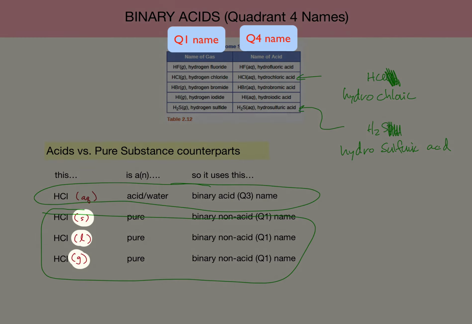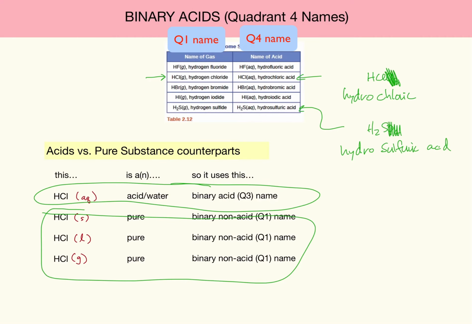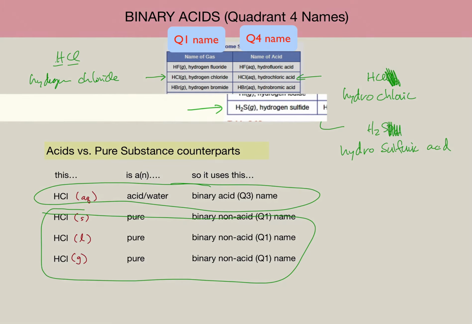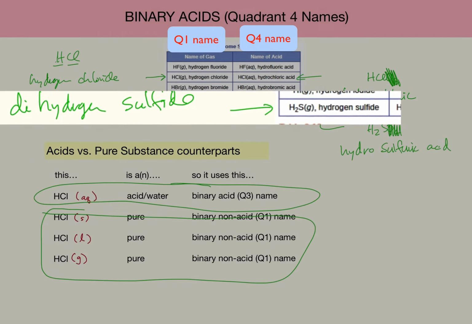But what about when we're in the pure solid or pure liquid or pure gas form, as noted by the letters S, L, and G? Well, then they do not act like an acid. They act more like binary non-acids. So pure HCl, named as a binary compound, would be hydrogen chloride. H2S, by analogy, would be what? Hydrogen sulfide. That's the common name. If you called it dihydrogen sulfide, I would certainly give you credit for that as well.